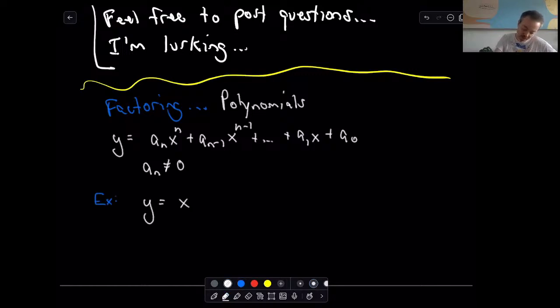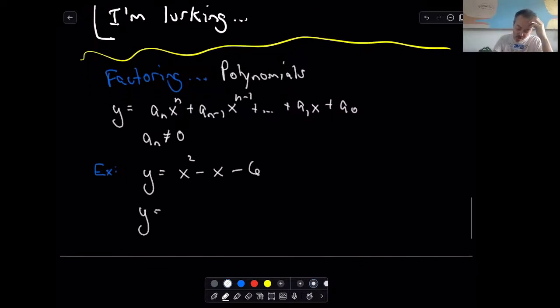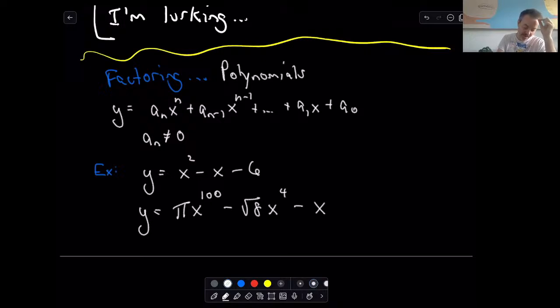So y equals x squared minus x minus 6. That would be an example of a polynomial. Sure, you can ask about your math doubts here. I don't know that I will be able to clear them up, but it often leads to an interesting discussion. Another example: y equals pi times x to the 100th minus the square root of 8 times x to the 4th minus x. That would be another polynomial.